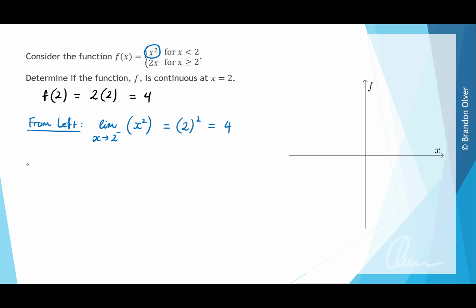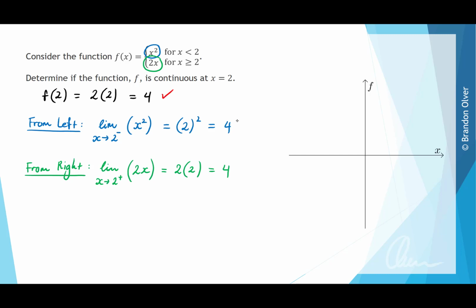Next, we're going to consider approaching from the right. Mathematically, we can write that as the limit as x approaches 2 from the positive direction, and the rule for that part of the subdomain is going to be 2x, because that's where x is greater than or equal to 2. So that's going to be what goes in our limit. And now to evaluate that, we're going to just sub 2 in, so it's going to be 2 times 2, which equals 4, which is what we found previously anyway.